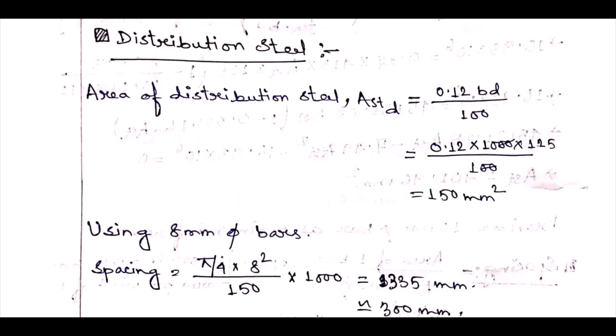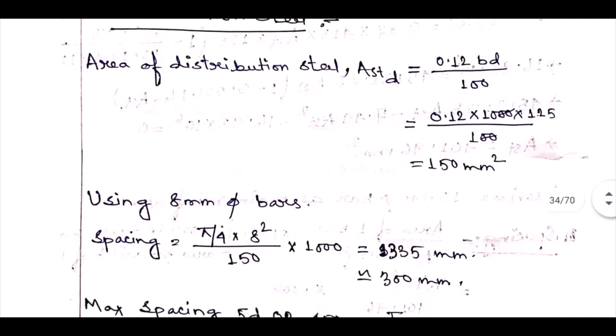So we can use 8 mm dia bars. Here we are using 8 mm dia bars. So spacing is pi by 4 into 8 square by 150 into 1000, that is equal to 335 mm. So we can reduce the spacing, which will then be 300 mm.